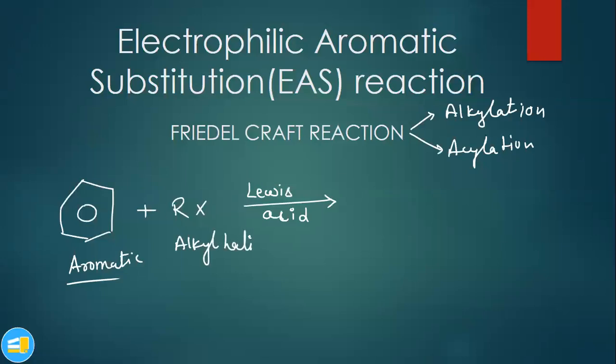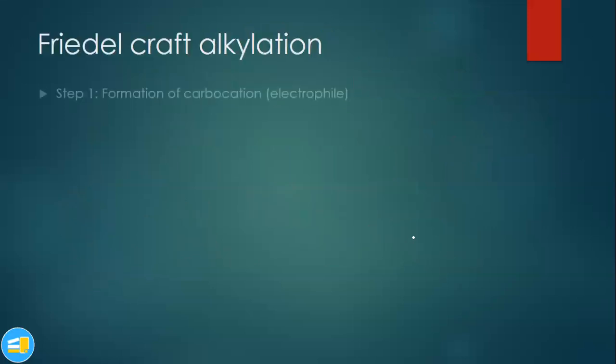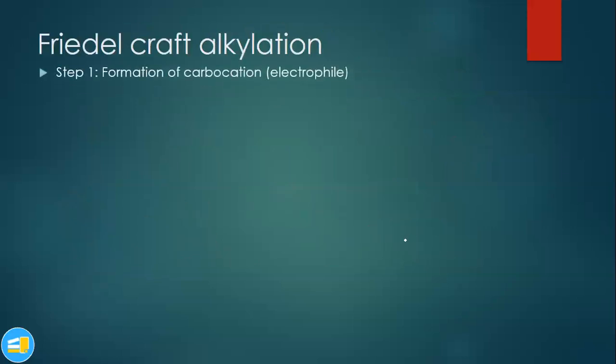in the presence of some Lewis acids like AlCl3, FeBr3, BF3. These are some Lewis acids which we use for the Friedel-Crafts reaction, and in the final product the alkyl group or R group will be substituted onto the benzene ring. So let's see how this reaction takes place. The Friedel-Crafts alkylation reaction basically takes place in three different steps.